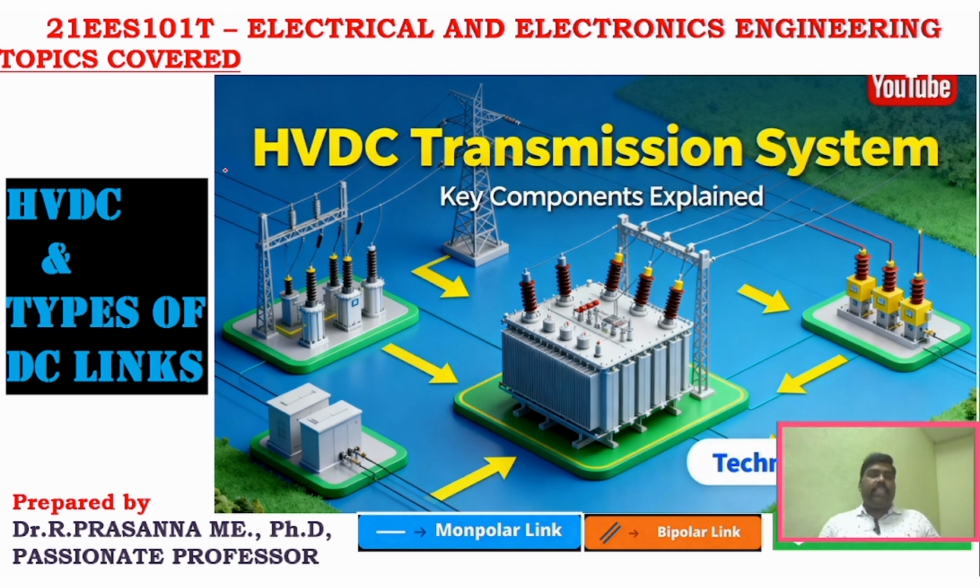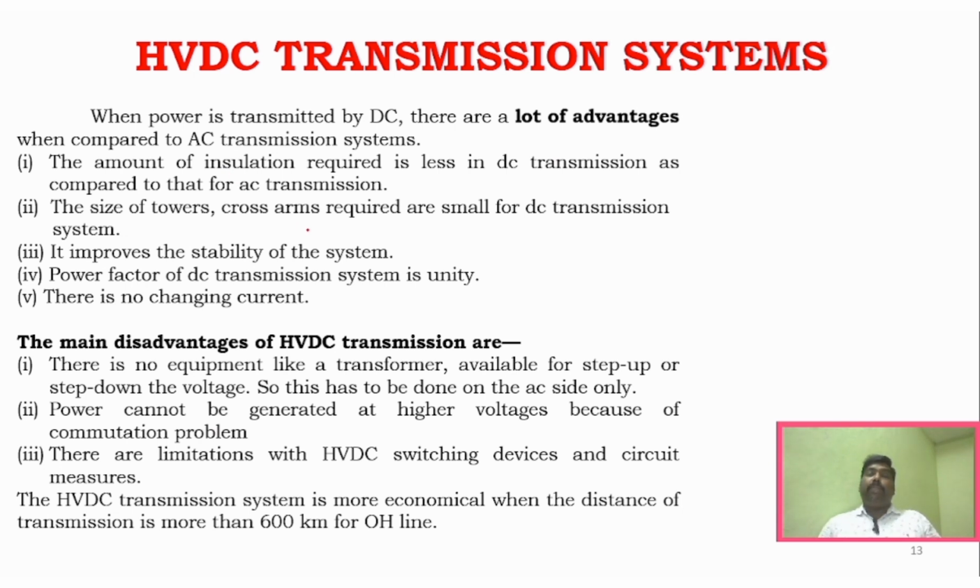Whereas we have a lot of advantages as well as disadvantages in the HVDC system. So we will see first what is the need of the HVDC system, what is the disadvantage of the HVDC system, and what is the challenge we have here. The first thing is, when power is transmitted by DC, you have a lot of advantages: the amount of insulation required is very less in DC transmission, and similarly the components required for DC transmission are very few. The towers and cross arms required for AC transmission are needed at a minimum in DC transmission, and it improves the stability of the system. The power factor of a DC transmission system is unity. There is no changing current.